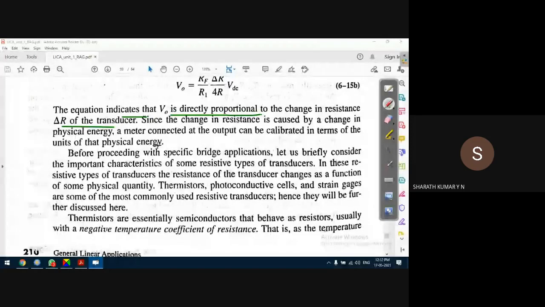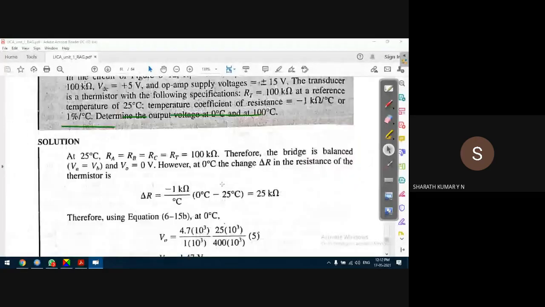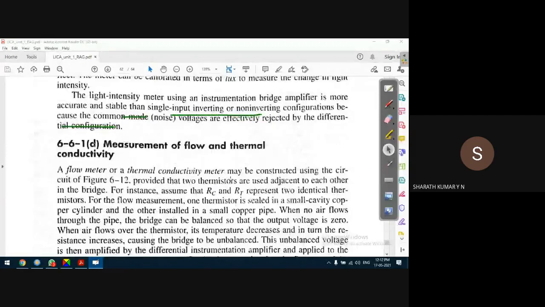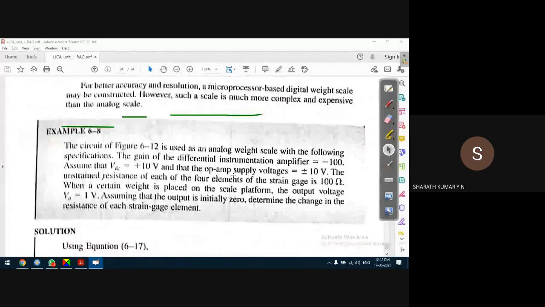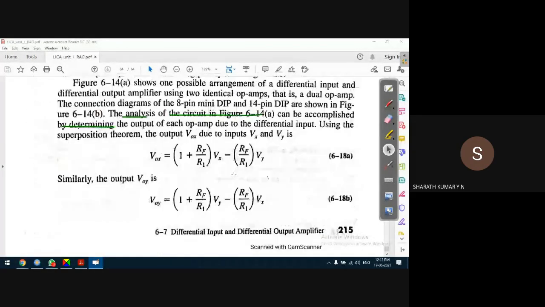Okay, I think it is a timer. We'll continue in the next class. So much for the temperature indicator. There's also a temperature controller and light intensity circuit. It's not necessary. I think this part may not be needed, the differential input and differential output amplifiers.